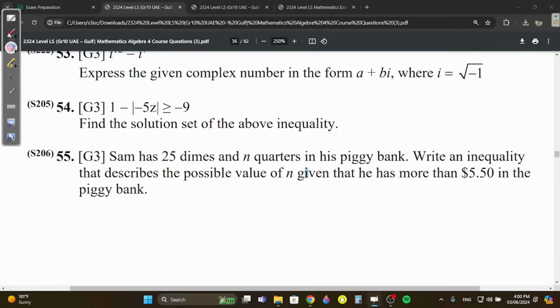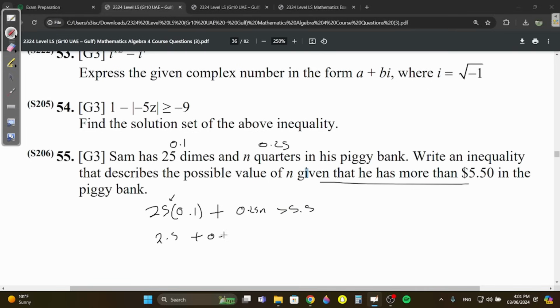Question 55. Sam has 25 dimes and n quarters. A dime is 0.1, a quarter is 0.25. So 25 dimes, so 25 times 0.1, and n quarters, so 0.25n. He has more than 5.5, so put it greater than 5.5. Multiply these: 2.5 plus 0.25n greater than 5.5. Subtract 2.5, you get 0.25n greater than 3. Now divide by 0.25 on both sides, you get n greater than 12.